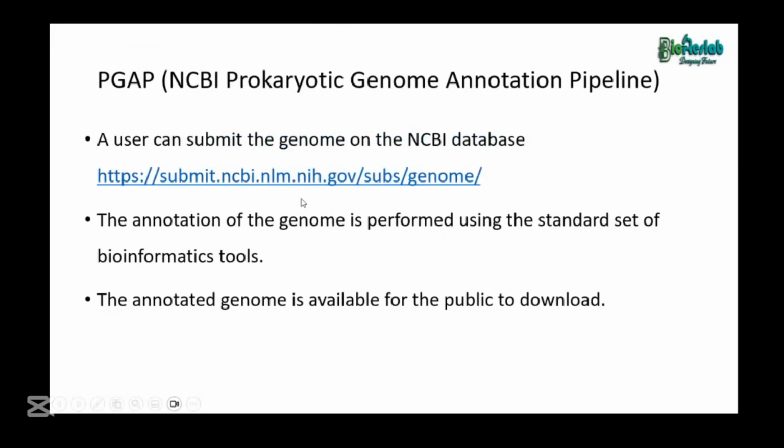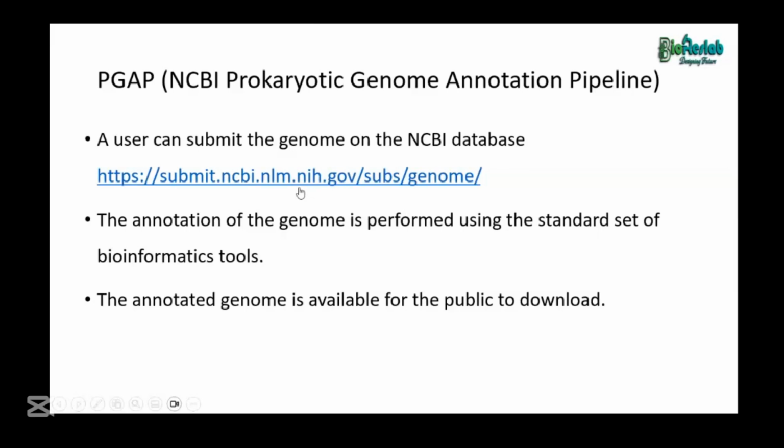Then the PGAP pipeline. So this is available from the NCBI, National Center for Biotechnology Information. That is the Prokaryotic Genome Annotation Pipeline. So a user can submit the genome to the database using the submit link here, right? Which is also available from the NCBI website. If you open the website, you will see the submit link there. Then you have to log in to your account. If it is not available, you can link your Google ID to the NCBI website and then log in there. Once you are logged in, you can start the submission process.